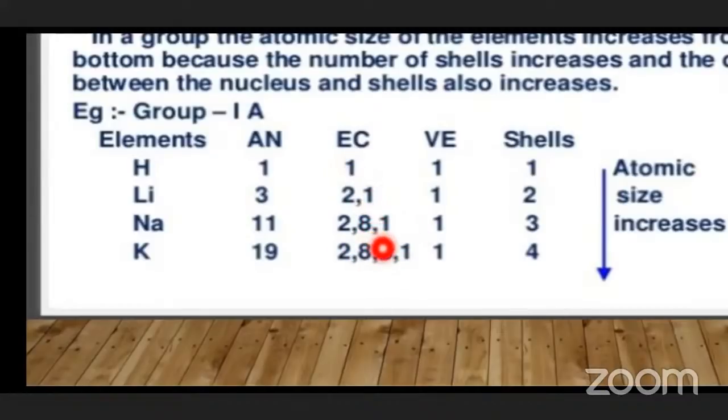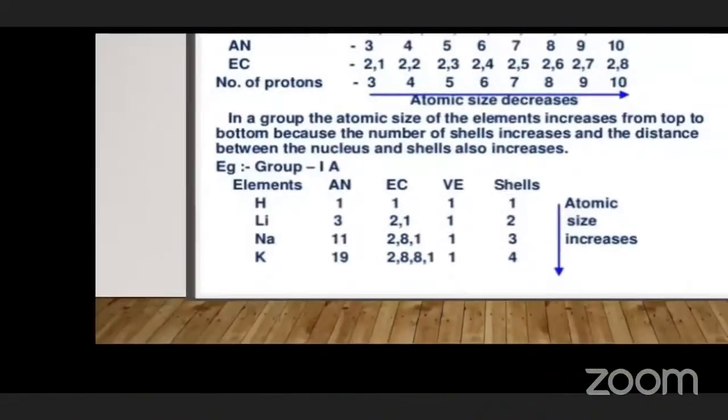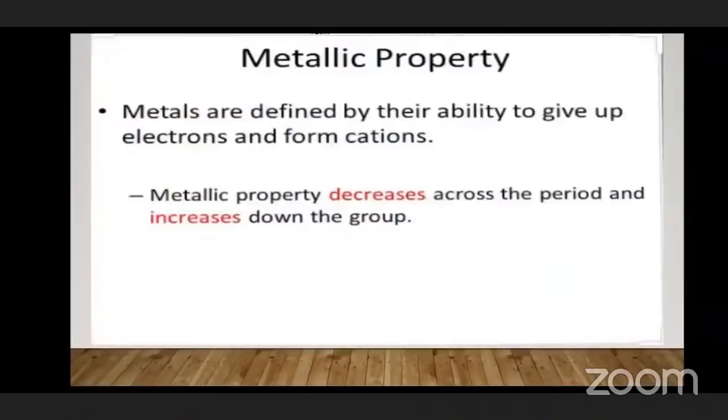Because of that reason, potassium gets the metallic property very easily. It easily loses the electron when compared with lithium and sodium. Because of that reason, in a group, what is going to happen? The metallic property increases down the group, whereas the metallic property decreases across the period and increases down the group.